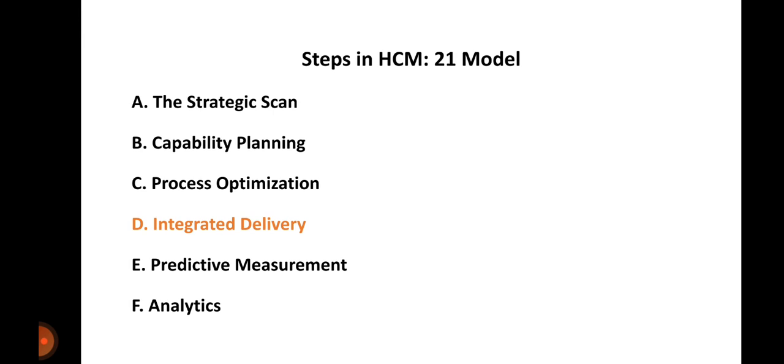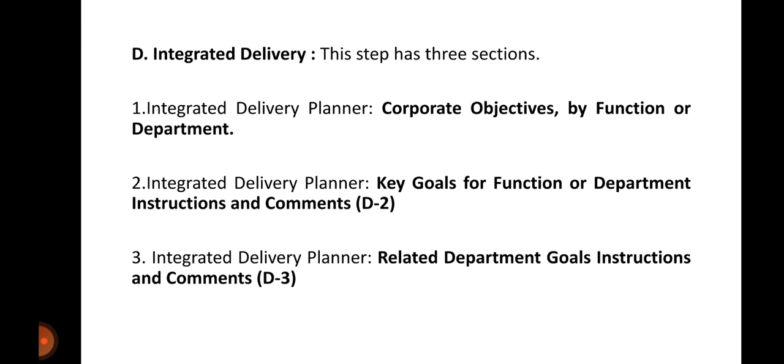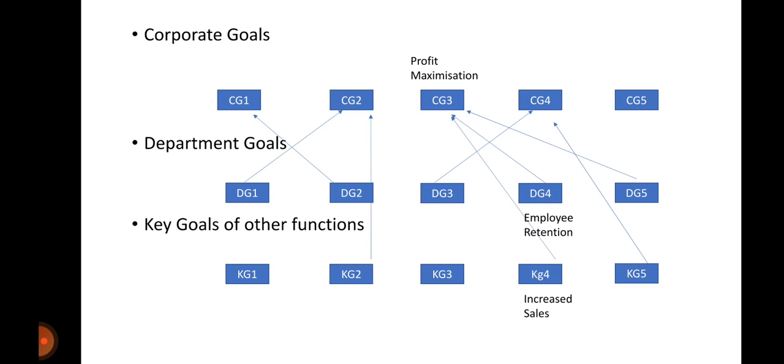The next step is integrated delivery. So here basically there are three levels. The idea here is to integrate and align the delivery of each level. Delivery means the outcome of each level. So usually the first step is to have the objectives of the organization or corporate. These corporate objectives will then be divided into departmental objectives and any other key goals of any other department. So let's take an example here. Let's say the corporate goals, and then departmental goals and key goals of other departments or functions.